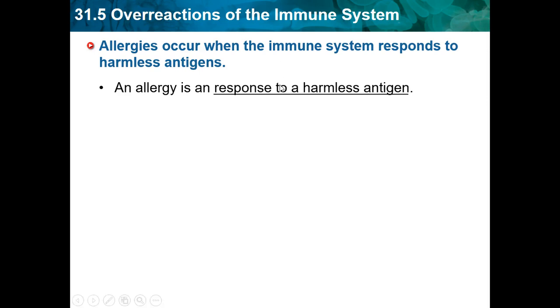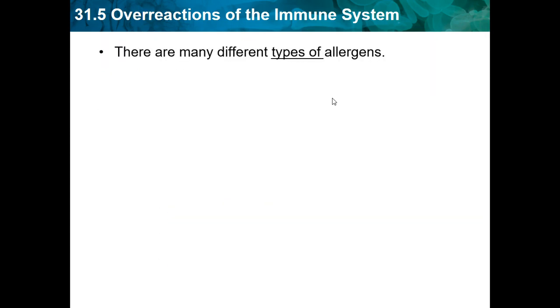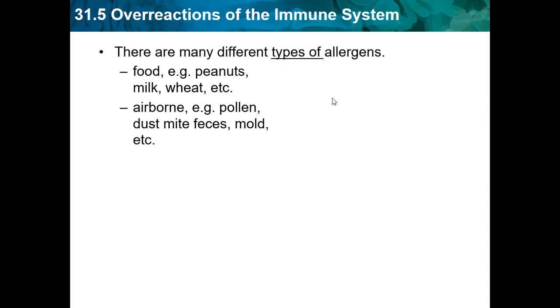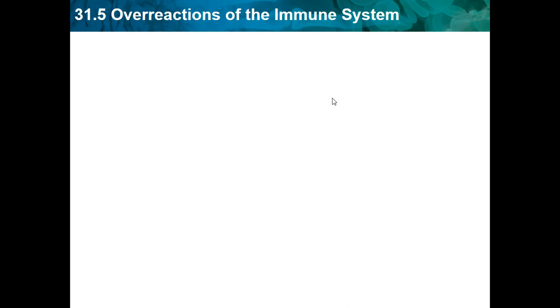An allergy is a response to a harmless antigen. Allergies are caused by allergens, and allergens are antigens that cause an allergic reaction. They are proteins on the surface of particles that do not cause diseases. They just cause reactions to harmless antigens. Allergens cause inflammation responses. There are many different types of allergens. Some food examples would be peanuts, milk, and wheat. Then there are airborne allergens like pollen, dust mites, and mold. There are chemical ones like nickel, medicine, bee stings, etc.